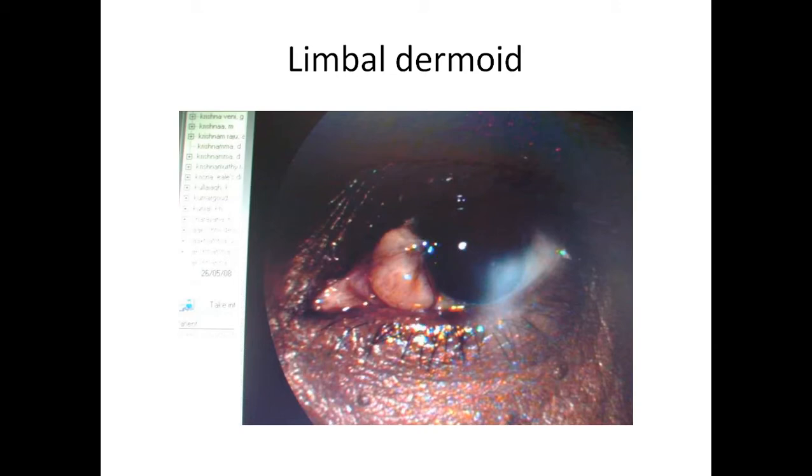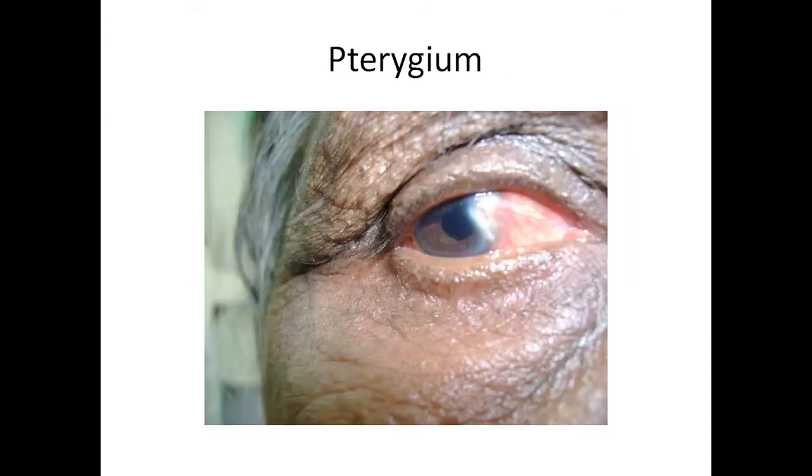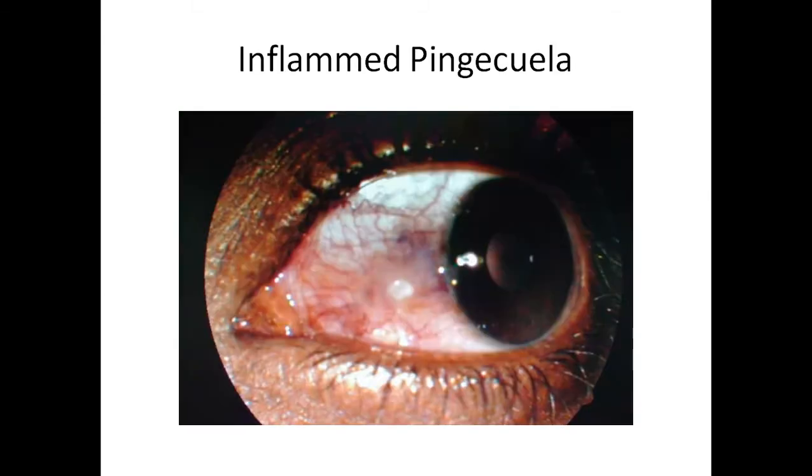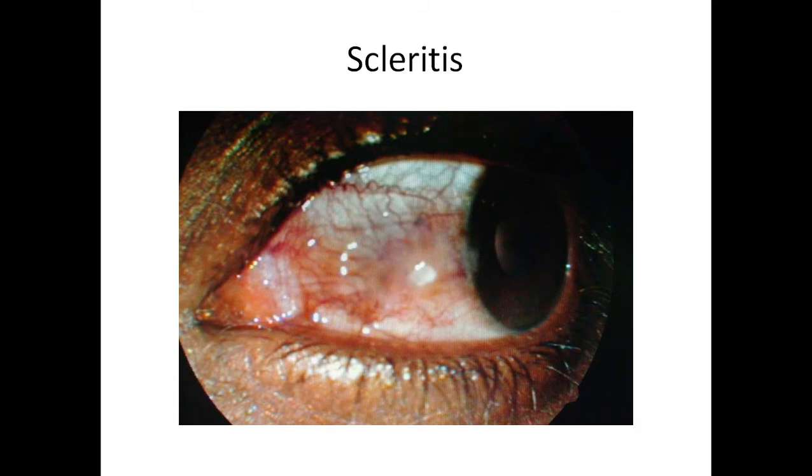Limbal dermoid will contain hair follicles and fat in it. It is a part of Goldenhar syndrome, so you have to look for fused vertebrae and preauricular tags. Before the ear, they will have skin tags. Pterygium, last class in detail, we have talked about how pterygium looks like. Pinguecula is a precursor of the pterygium, which will be present as a yellowish elevation on the bulbar conjunctiva. Scleritis, which I will be talking about later in this class.